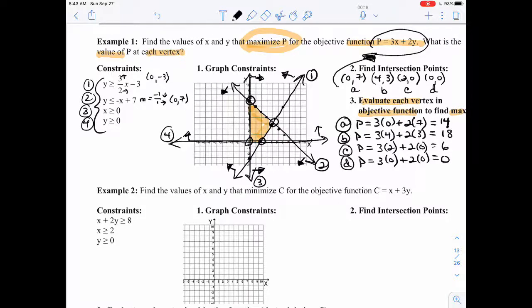We notice that 18 is the maximum. So our answer is (4, 3) has a max of 18. This is the back end of the math that we will do on our backside full problem.